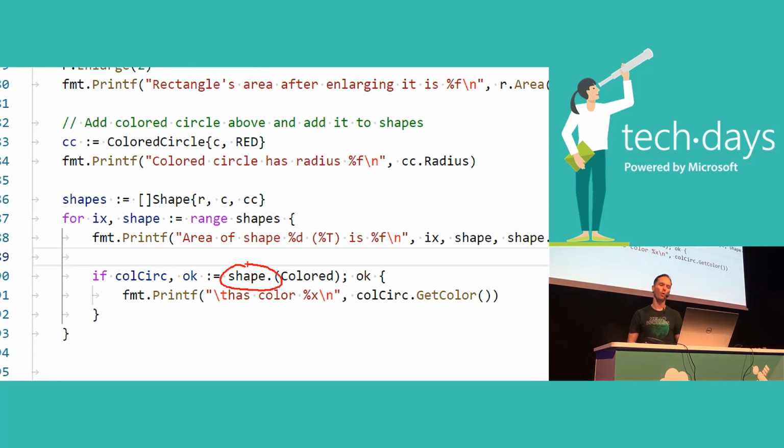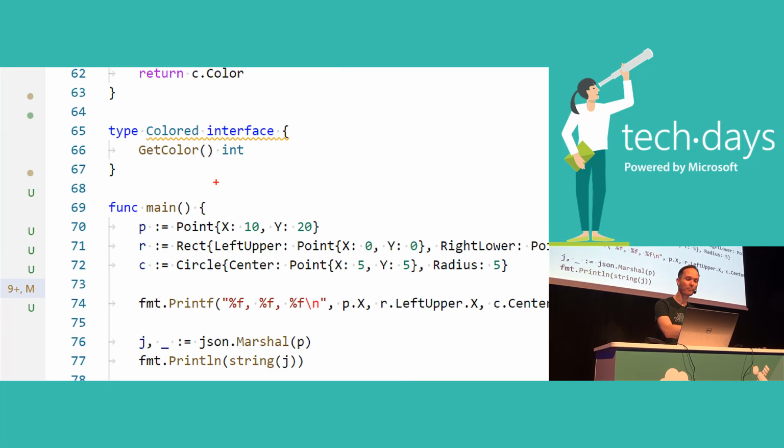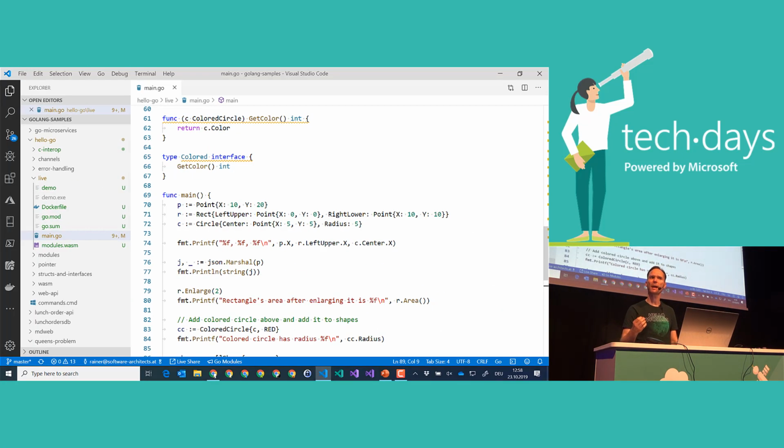So this is reflection in Go. What we here say is, let's take a look at the current shape. We are iterating over the shapes. And with this operator here, with the dot brackets colored, we are asking, is this shape compatible to the interface colored? Therefore, we are asking, does it offer a method getColor? And if it does, we can call it. Get the idea? So you have something like reflection, but in Go, you use it very, very infrequently.